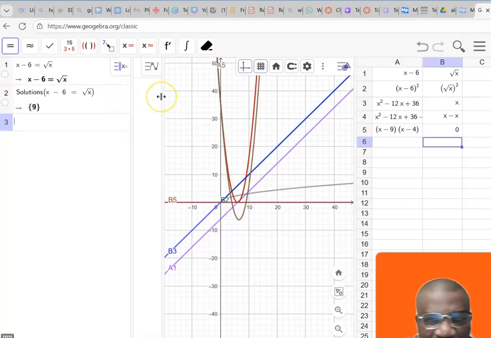So with this, I've come to the end of this class, and I urge you to always use GeoGebra to solve your algebra questions, to see how the graphs will represent themselves. You understand? You can also use this to solve your quadratic equations. You understand? And see the beauty of the graph being displayed.